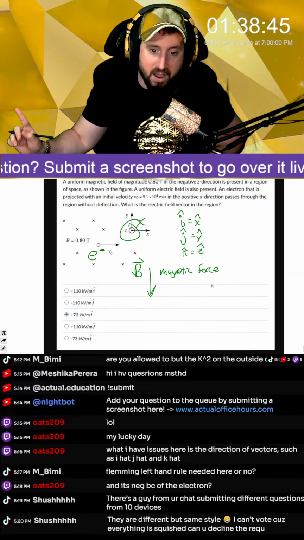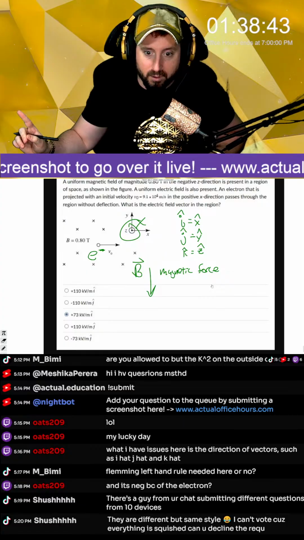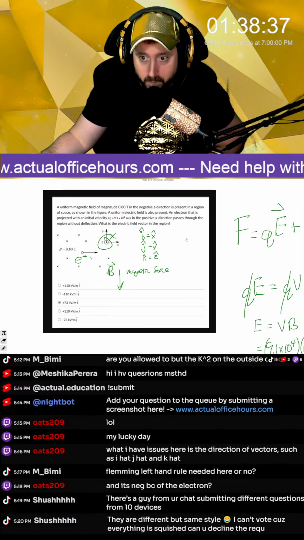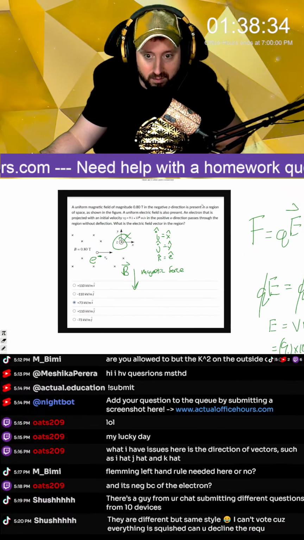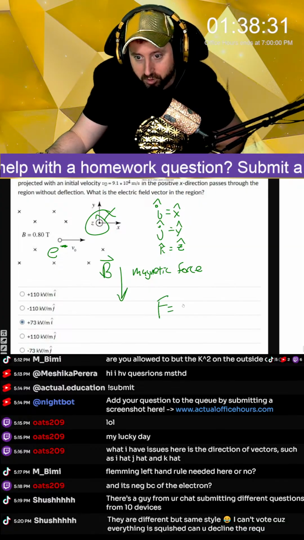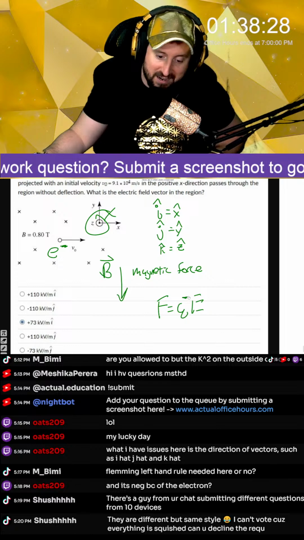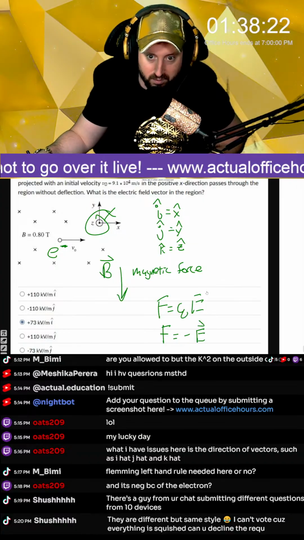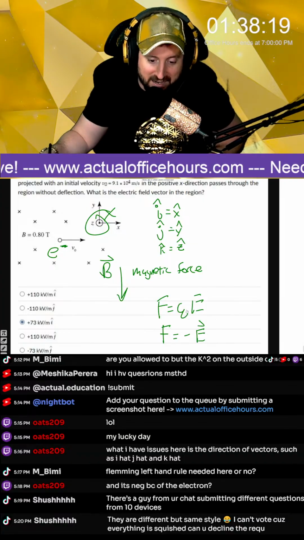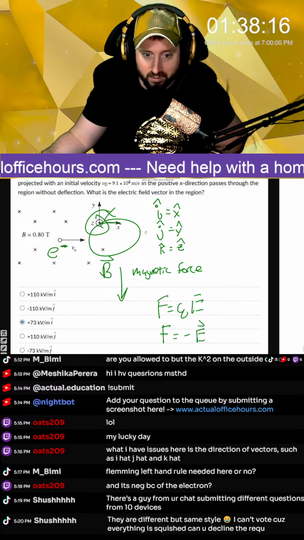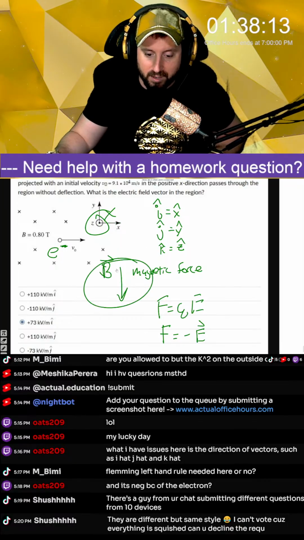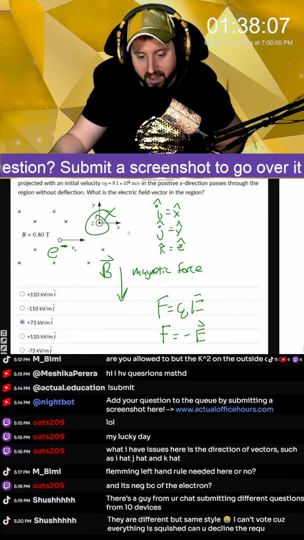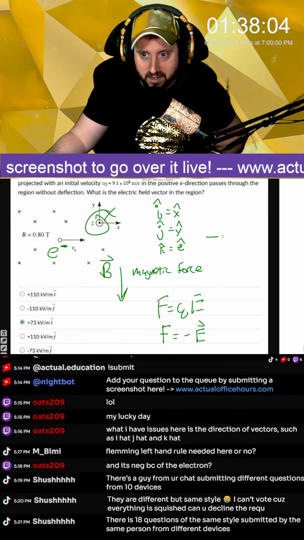Okay, so now I need the electric force to point up, all right? And the electric force is equal to QE. So if F is equal to QE, and Q is negative, that means the force is going to be in the negative E direction, okay? But I need the negative E direction to point up, right, in order to cancel this out. So that tells me that the negative E direction would be the negative Y hat direction.